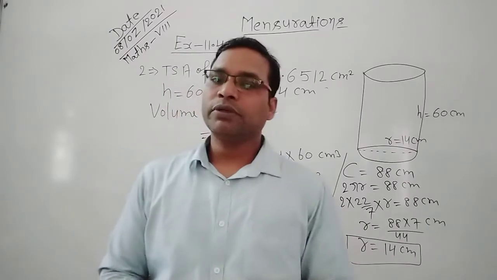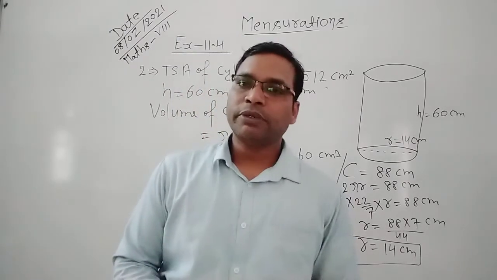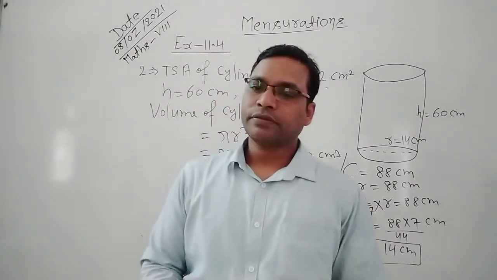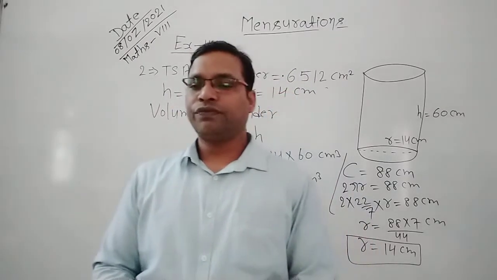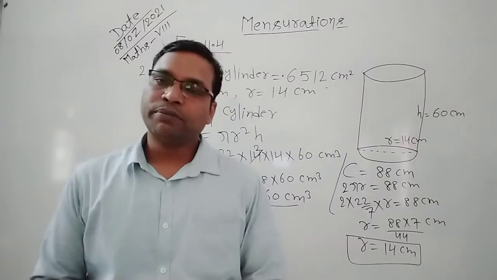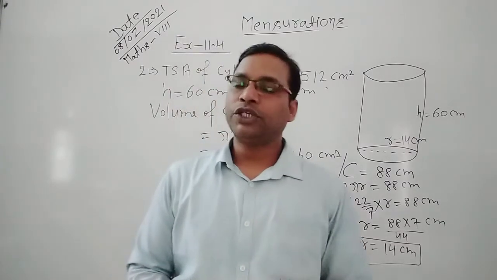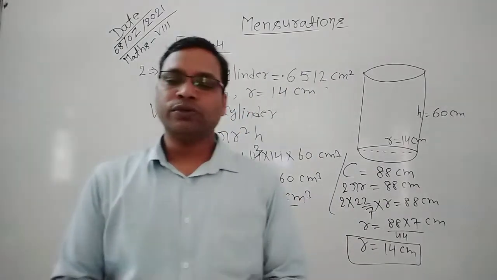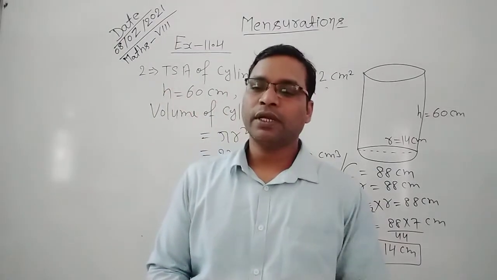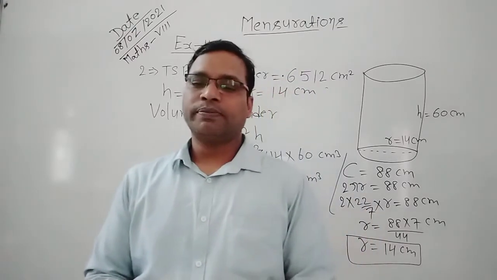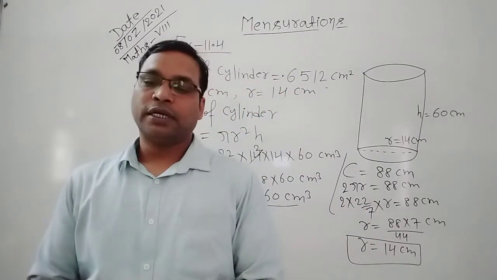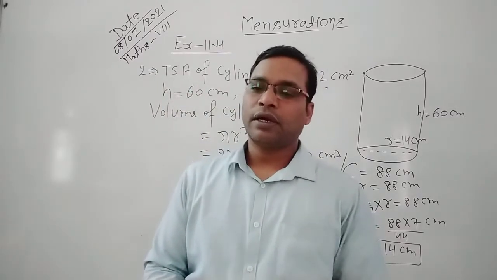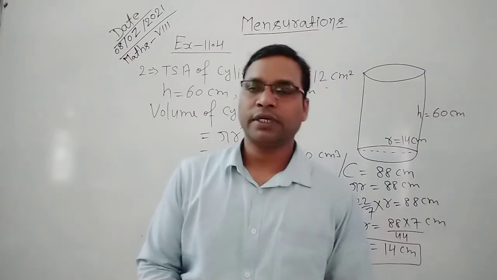What do we have in question number 3? Let's see. Question number 3 is, if radii of two circular cylinders are in the ratio 3:4 and their heights are in the ratio 6:5. Okay. So the question asks us to find the ratio of their curved surface area.